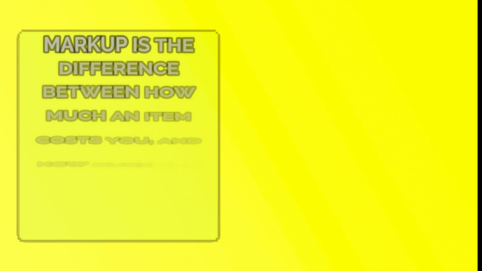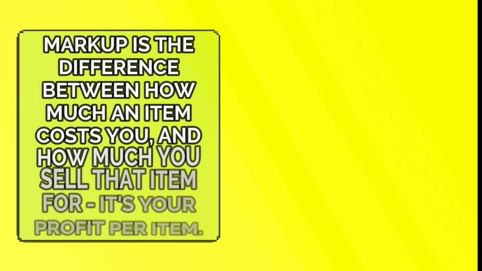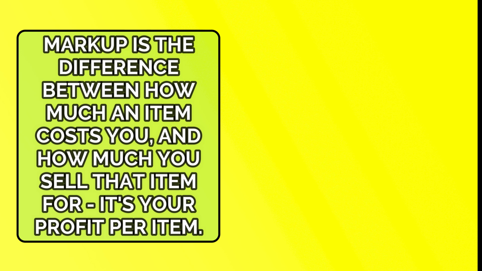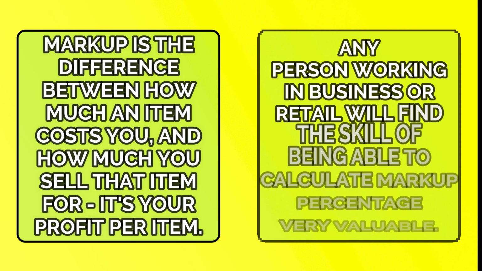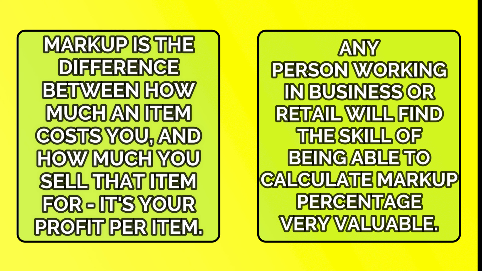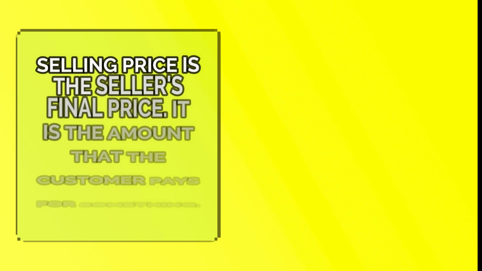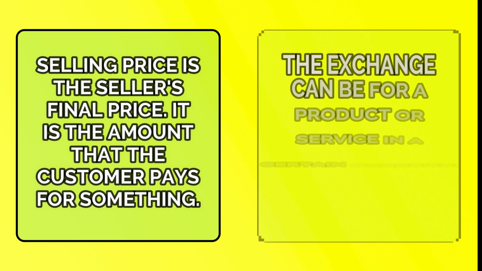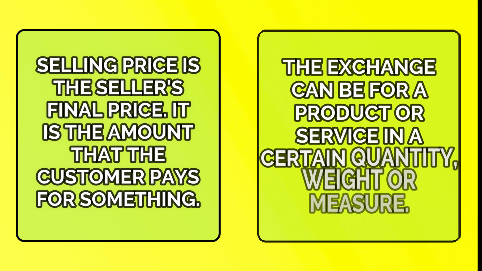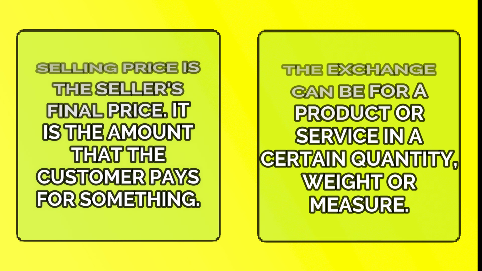Markup is the difference between how much an item costs you and how much you sell that item for. It's your profit per item. Any person working in a business or retail will find the skill of being able to calculate markup percentage very valuable. Selling price is the seller's final price. It is the amount that the customer pays for something. The exchange can be for a product or service in a certain quantity, weight, or measure.